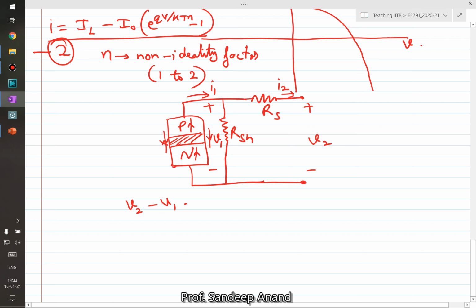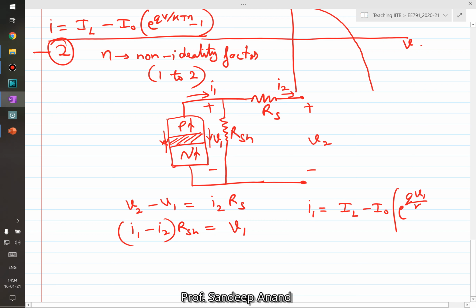minus V1 is nothing but I2 times RS. This is essentially Kirchhoff's voltage law across the series resistance, and I can also write Kirchhoff's voltage law across the shunt resistance, wherein I can say I1 minus I2 into the shunt resistance is nothing but V1, right? And my original equation between I1 and V1 is I1 is IL minus I0 e raised to the power qV1 by KT or NKT minus 1.